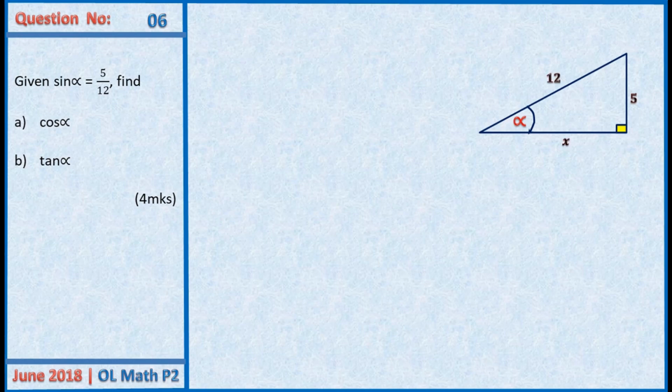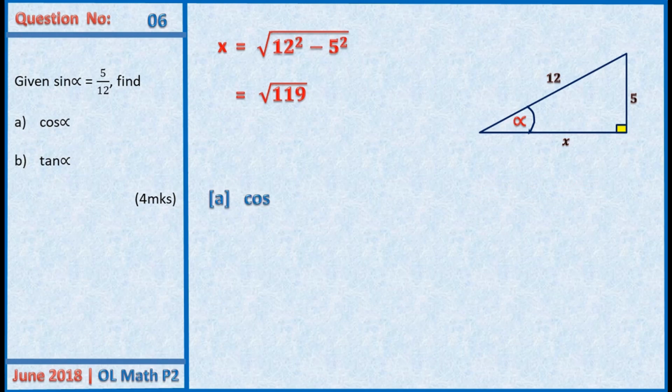The unknown side, let it be x. And since it's a short side, that means it's not the hypotenuse. So we can now look for the short side by using the Pythagoras identity. And the short side will be equal to x equals hypotenuse squared minus the other side squared. That gives us a square root of 119. So cos alpha will now be equal to, the cosine is given by adjacent over hypotenuse.